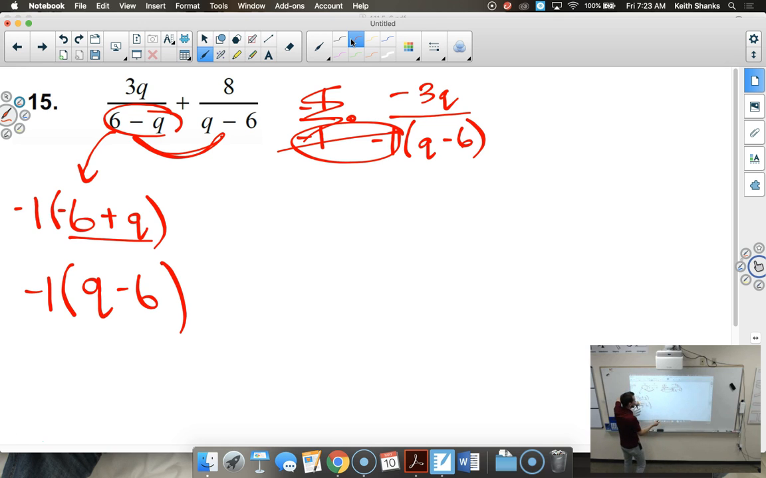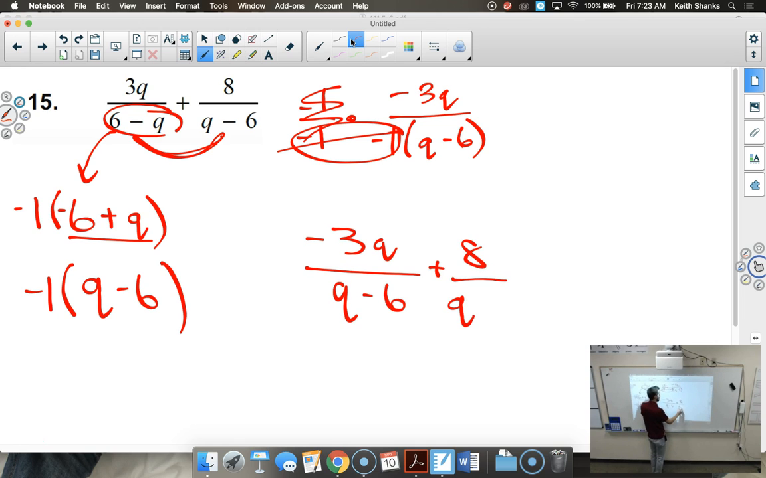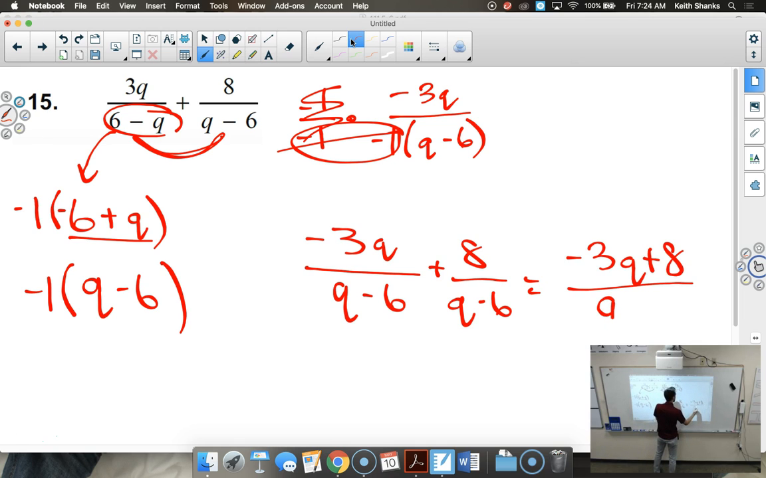So this problem, if you know this, is a lot simpler. You have -3q over q minus 6 plus 8 over q minus 6, which now becomes -3q plus 8 over q minus 6, and you're done. You don't have to go through all of this every time. It's recognizing that this times -1 is the same as this, and so you take that -1 and move it to the top. So there's a short way to do it. That's number 15.